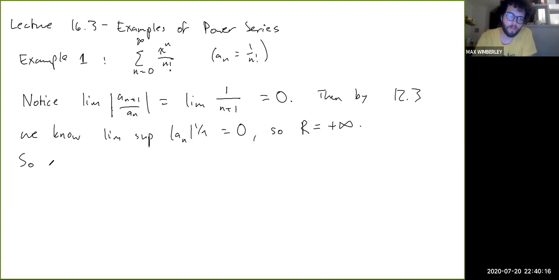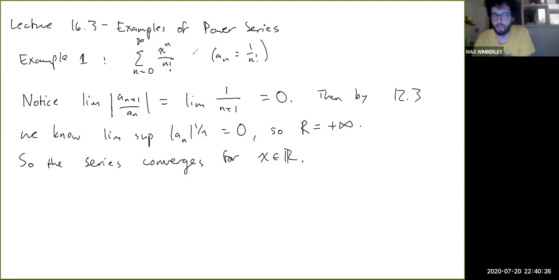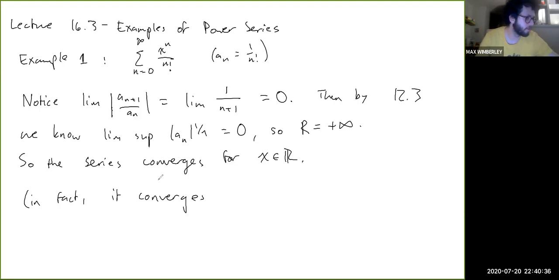So the series converges for x in R. For all x, the series converges. In fact, it converges to e to the x. Right? This is the Taylor series of e to the x. You might be familiar from basic calculus.